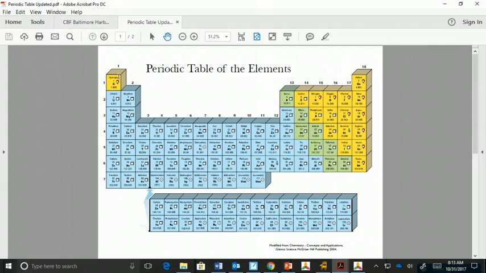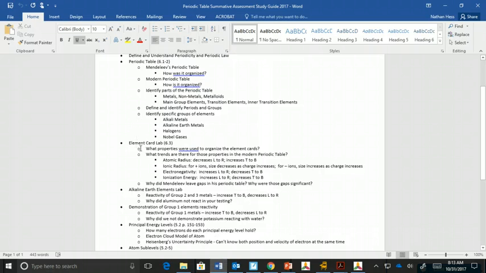17 and 1, they like to get together because this is a +1 and this is a -1 as far as their charges go. These guys give away one of their electrons, their valence electron, and these guys take that one. We'll talk more about electrons in a moment here.